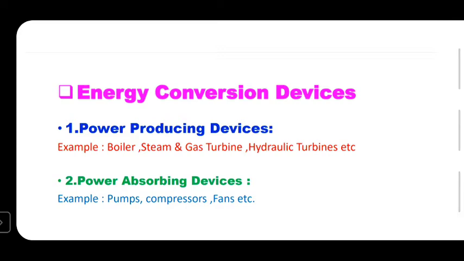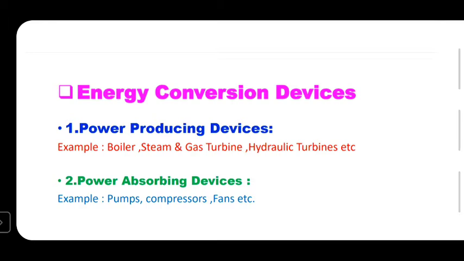The boiler is used for generating steam, and in case of a steam turbine or gas turbine, these turbines are used for generating power, maybe mechanical power, mechanical work. The mechanical energy of the turbine is utilized in the generator, where we get electrical energy. Also the hydraulic turbine is a power producing device.